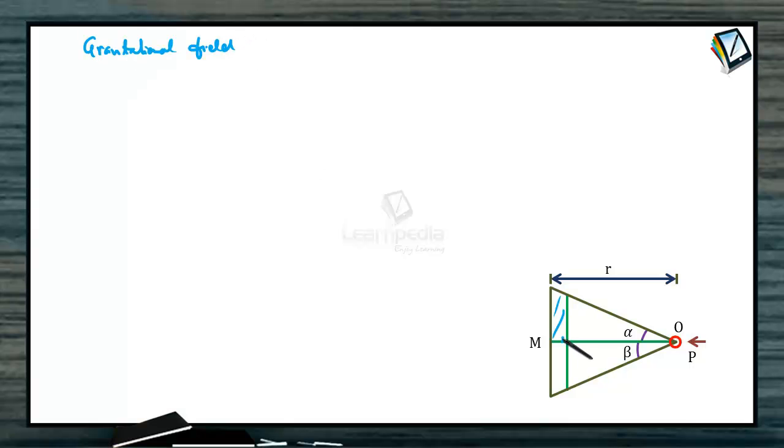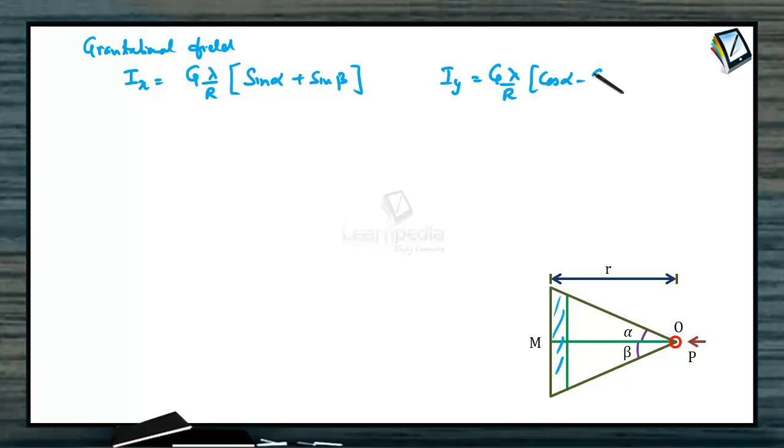If this is the rod, lambda, this is alpha, beta, and at this point P we want to calculate the field, then you remember along the x-axis, Ix is G lambda by R times (sin alpha plus sin beta). In the theory we defined it. This is the standard formula. Similarly, Iy along the y-axis is G lambda by R times (cos alpha minus cos beta).